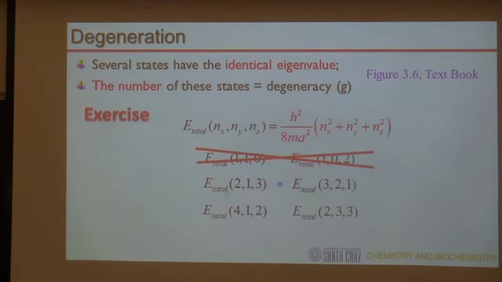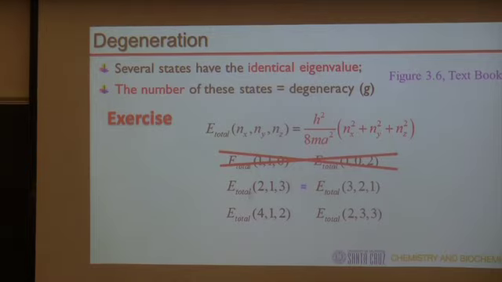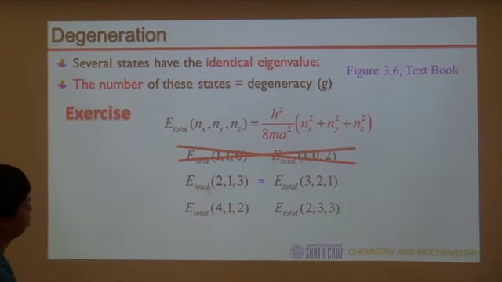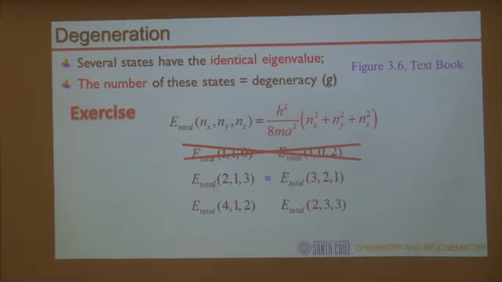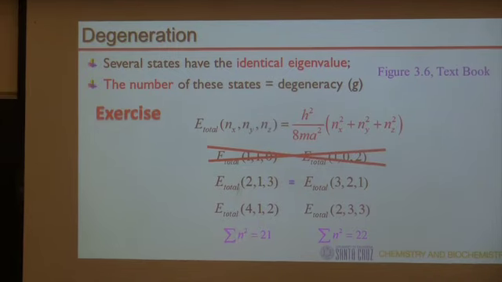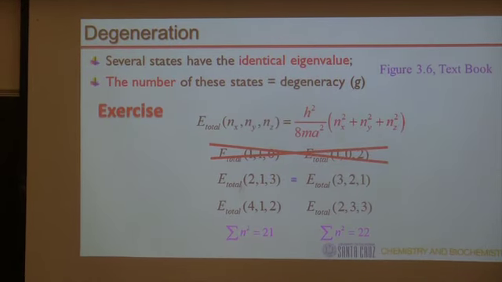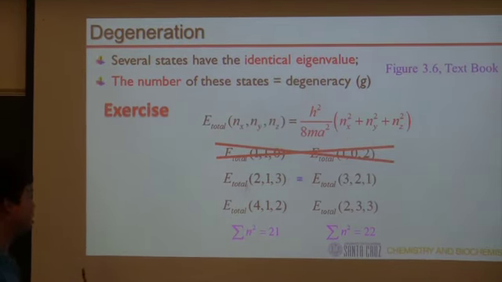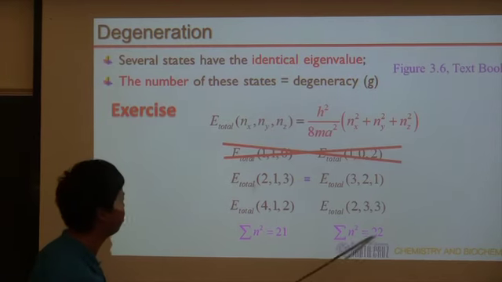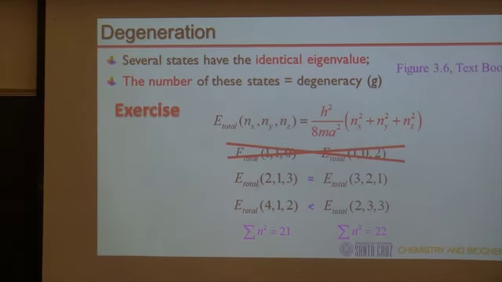Okay, then how about the third one? They're not degenerate. So which one is higher, which one is lower? The second one's higher. Again, you can calculate the two and square them out together. This one gives you 21, that one gives you 22, so this one is smaller than this one.